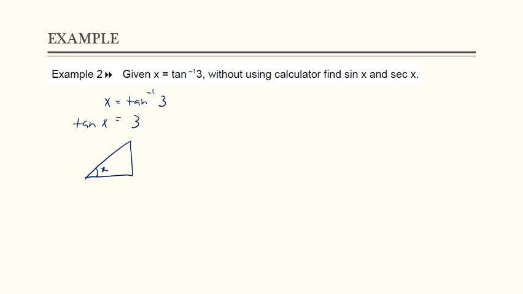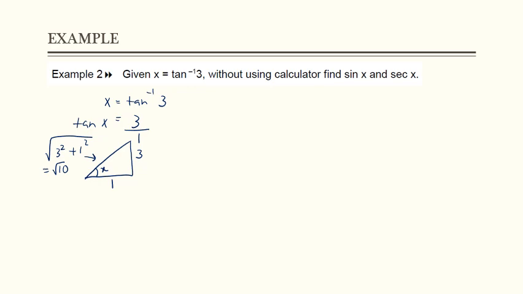So tangent x equals 3 using the definition, so this is 3 over 1. So 3, 1. What is our hypotenuse? Using the Pythagoras formula, it is the square root of 3 squared plus 1 squared, which equals 9 plus 1, so square root 10. So the hypotenuse is square root 10.